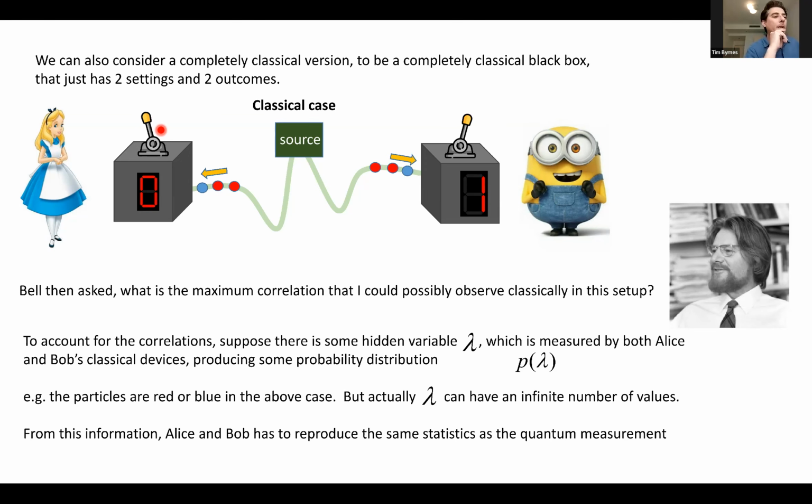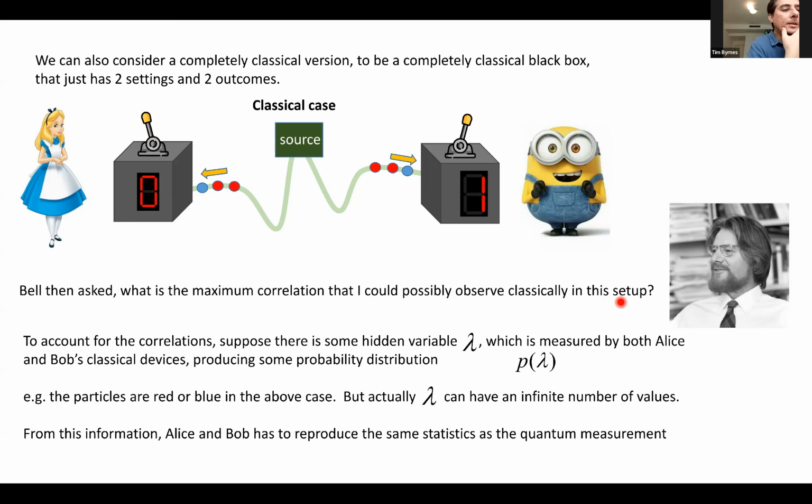So John Bell basically asked, suppose I wrote down some classical probability distribution. So first consider that somehow this is classical, and don't worry about any quantum mechanics. So we've just got a classical random system, and with this setup with two settings and two outcomes, what is the maximum correlation that I could possibly observe with a classical probability distribution?